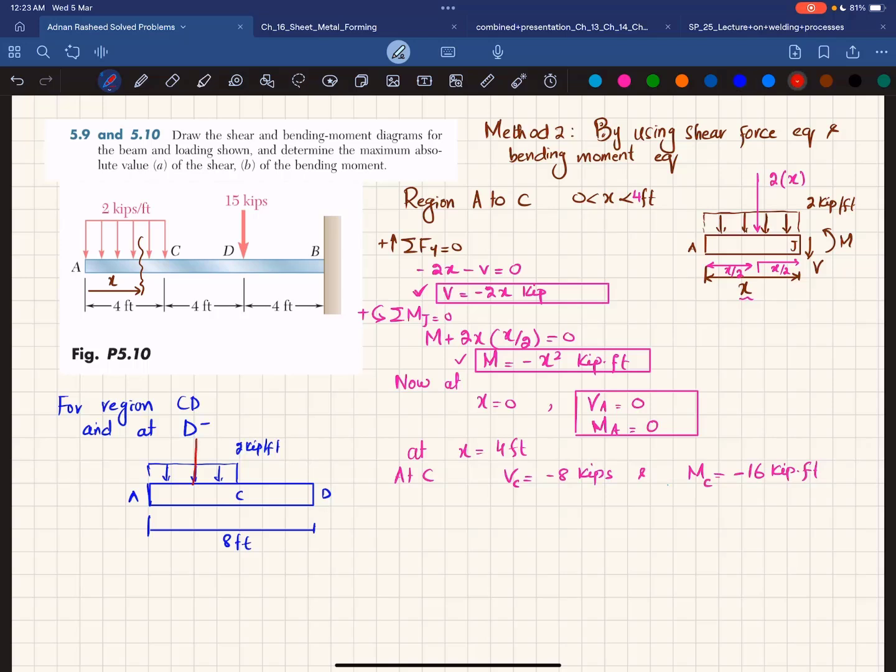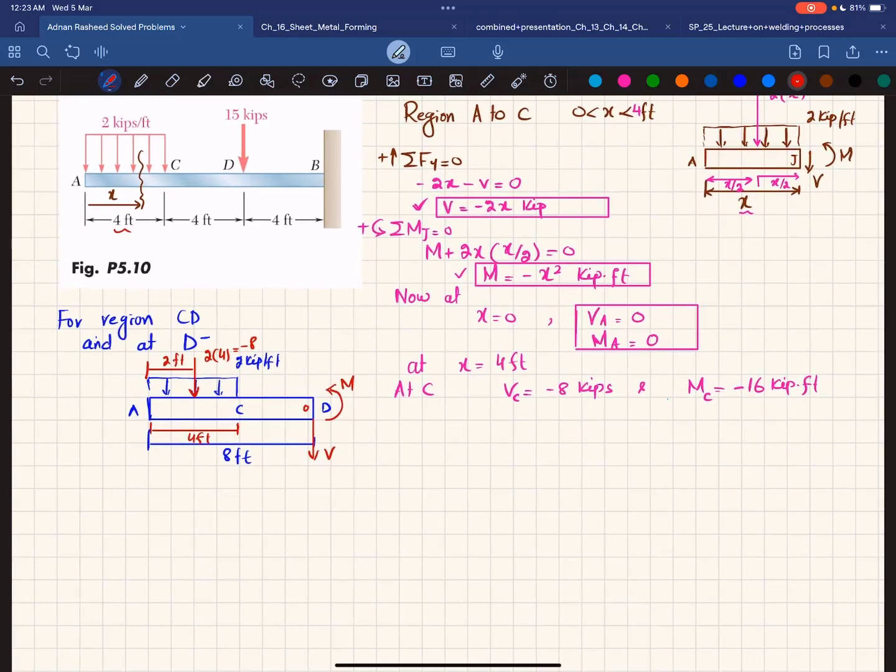So what we will do is convert this distributed load into a point load. It will be 2 multiplied by the length over which it acts, and that length is 4 feet. Clear? This is 4 feet. So it will be 2 into 4, which is 8 acting downward here, and that will act at a distance of 2 feet from both sides, so this will be 2 feet and the remaining will also be 2 feet. So when you cut it at D minus, you will have a shear force V acting downward, and you will have a moment M as well. And this point is point O.